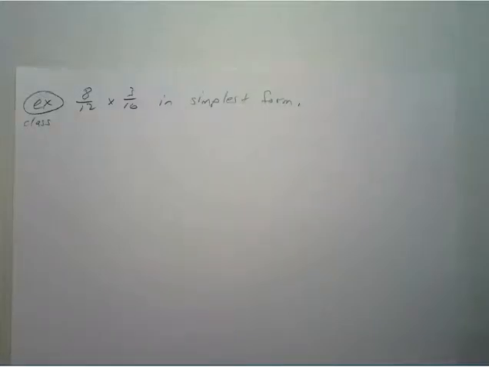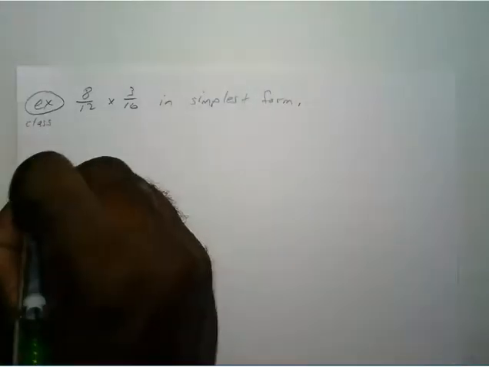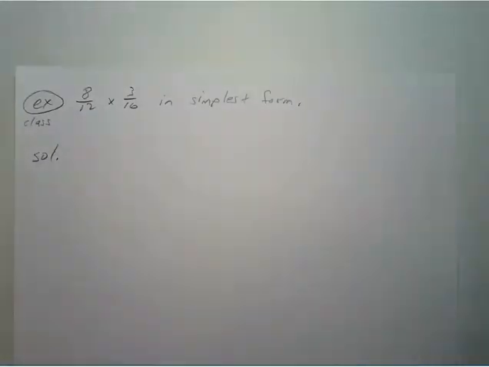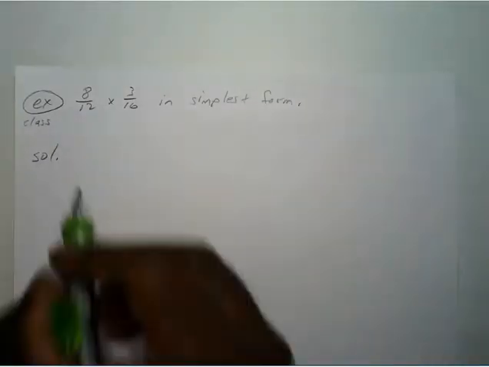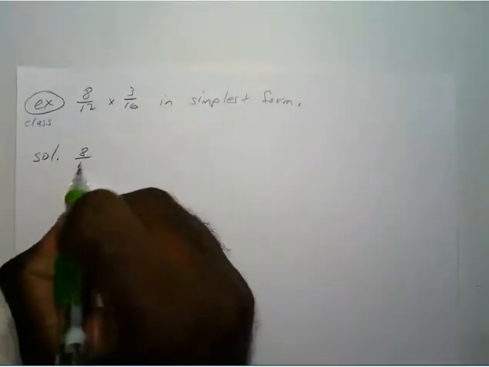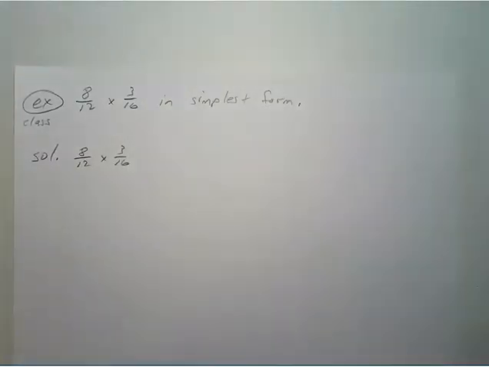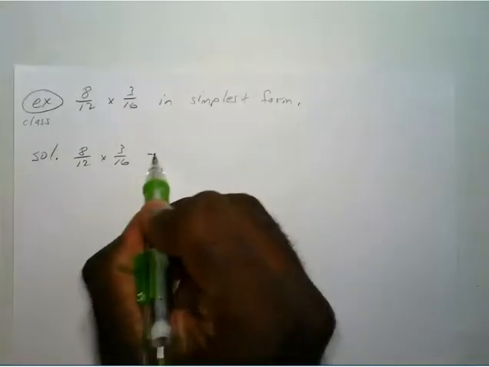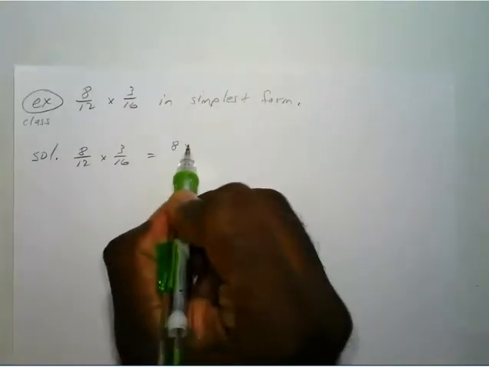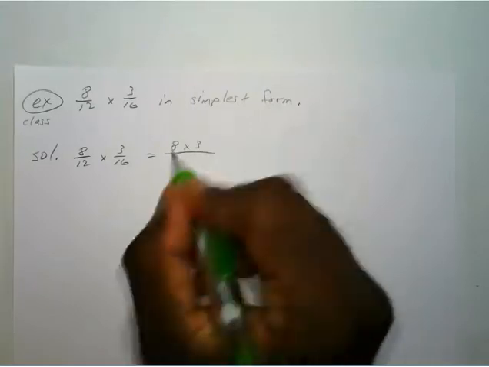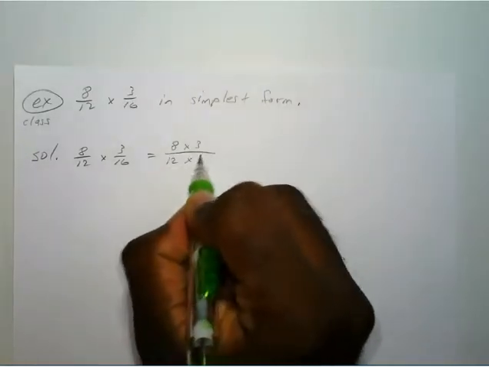All right, so I'm assuming you've pressed pause and you solved this one. So let's go ahead and verify your answer. Okay, so if we have 8 over 12 times 3 over 16, then that's just 8 times 3 over 12 times 16.